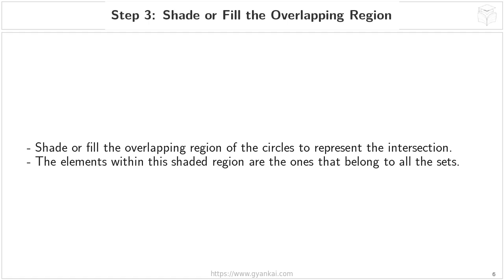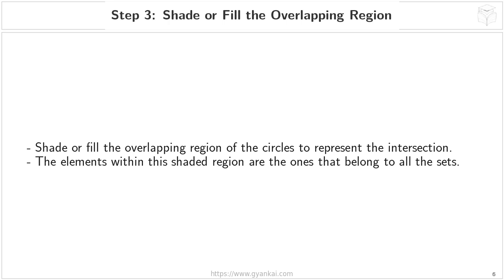And then, the second bullet point clarifies why we do this. The elements within this shaded region are the ones that belong to all the sets. This is crucial. That shaded area isn't just any part of the circles. It specifically represents the elements that are members of every single set you're considering. So let's move on to the next step in representing intersections using Venn diagrams.